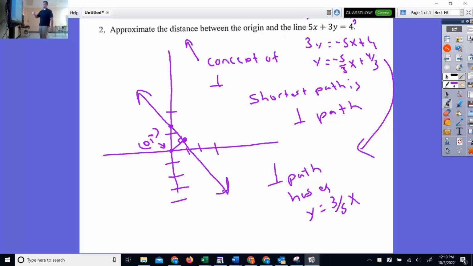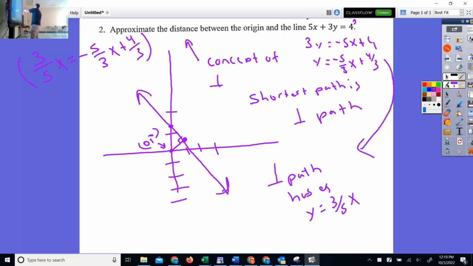Now, what I want to know is this ordered pair here. I've got this intersection between negative 5/3 of x plus 4/3 and 3/5 of x. So I'm going to use the transitive property and set those two things equal to each other because they both happen to equal y. And that's going to enable me to get my x coordinate. So I've got a whole bunch of ugly fractions. I'm going to multiply by 15.